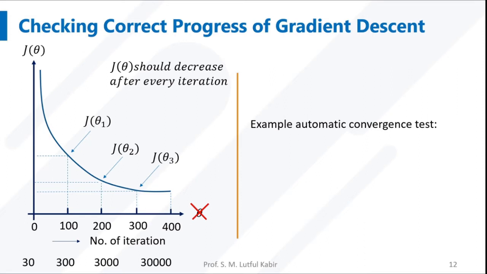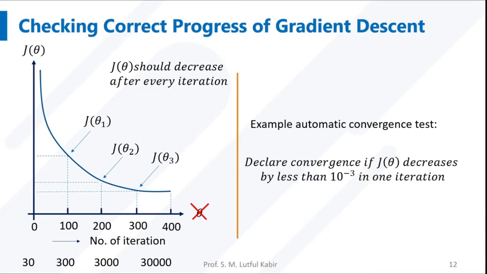So there is some automatic convergence test. One of the tests is to declare convergence if J(theta) decreases by less than a certain small value, say 10 to the power minus 3, in one iteration. After every iteration, you check the value of J(theta), and if it decreases by less than 10 to the power minus 3 at that iteration, then you stop the iteration and we call it converged. And this small number is actually called epsilon.